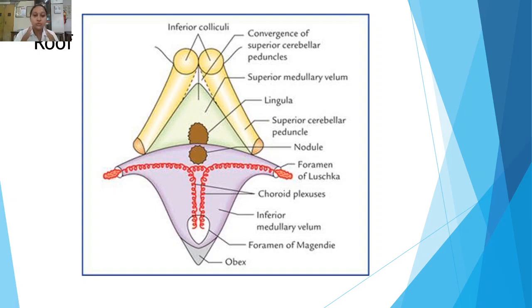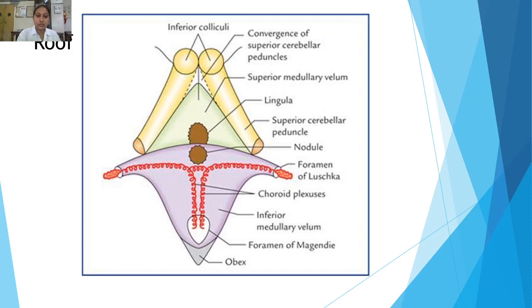They are forming the superolateral boundaries and converging. While converging, they form part of the roof, the superior cerebellar peduncles. The gap between the two superior cerebellar peduncles is covered by a thin sheet of white matter that is known as the superior medullary velum.